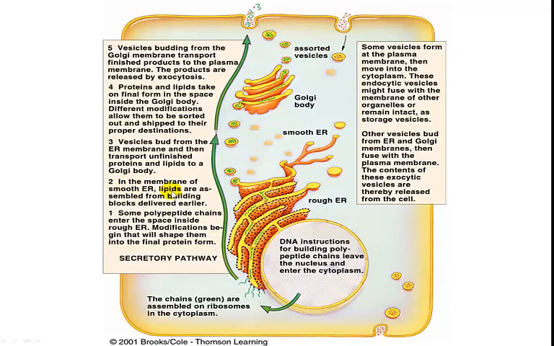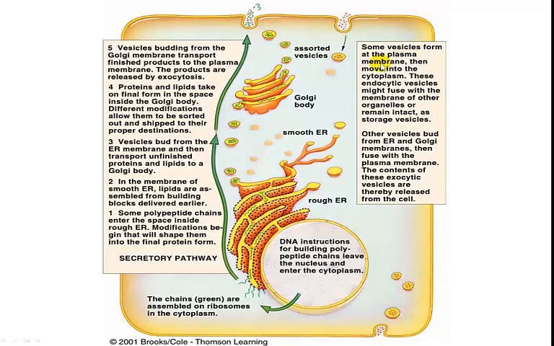In the membrane of the smooth ER, lipids are assembled from building blocks delivered earlier. Vesicles bud from the ER membrane and then transport unfinished proteins and lipids to a Golgi body. And then the proteins and lipids take on final form in the space inside the Golgi body. Different modifications allow them to be sorted out and shipped to their proper destinations. And then the vesicles budding from the Golgi membrane transport finished products to the plasma membrane. The products are released by exocytosis. So we're going to get into some detail of this related to neuroendocrinology.